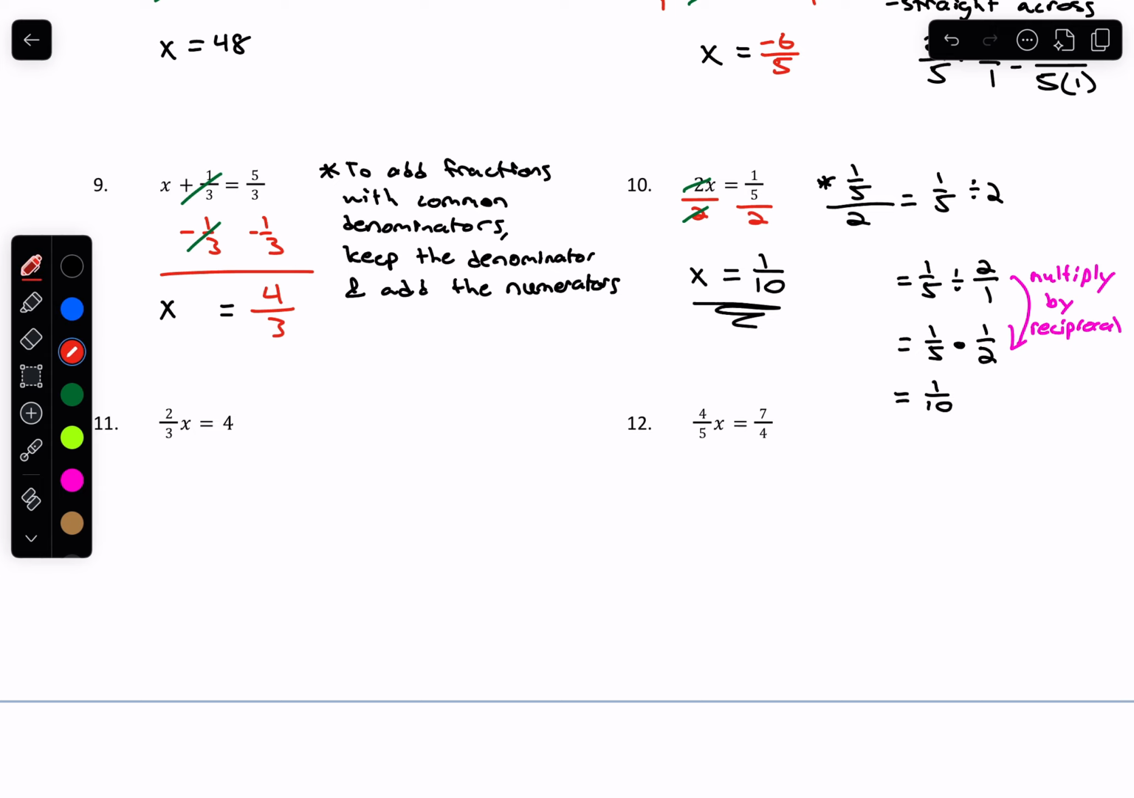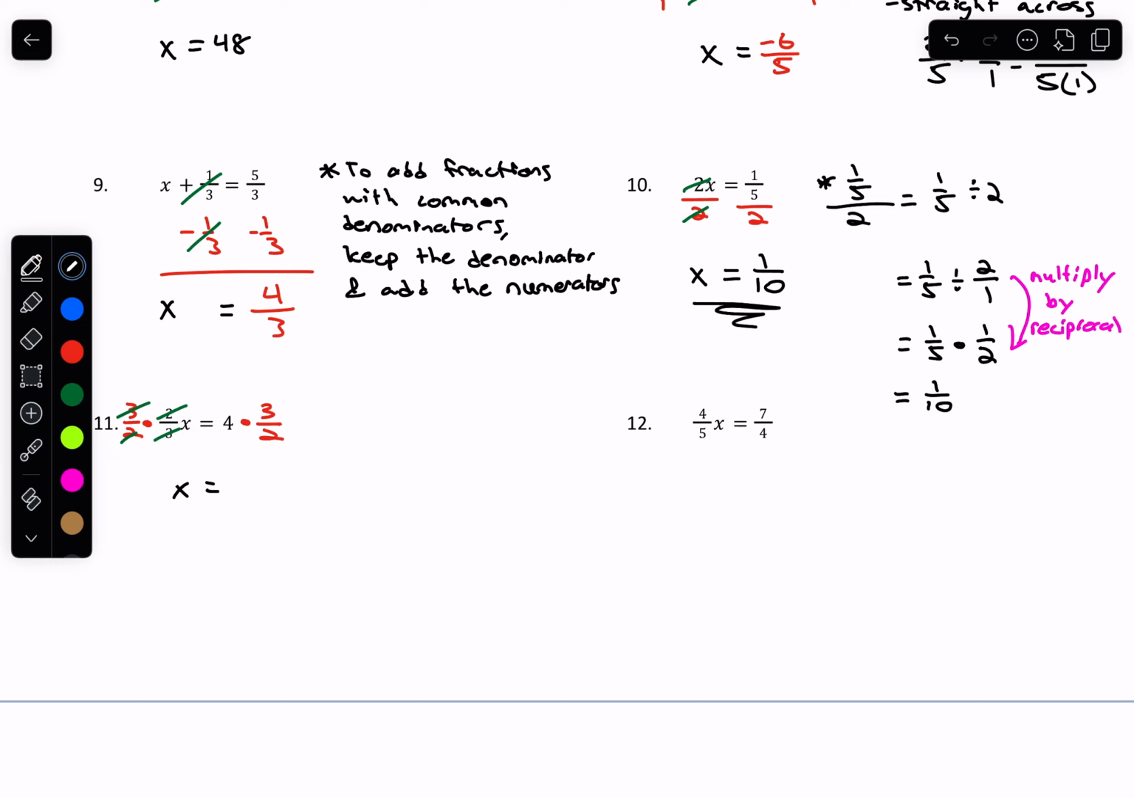If I want to cancel out 2/3 in front of the x, I multiply by 3 over 2. Because notice the 3 on top will cancel the 3 on bottom, and the 2 on top will cancel the 2 on bottom to just give me x on the left. But since I did it to the left, I have to also do it to the right. So I'm going to multiply by 3 over 2.